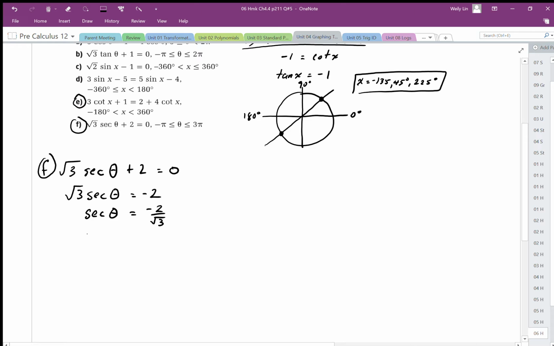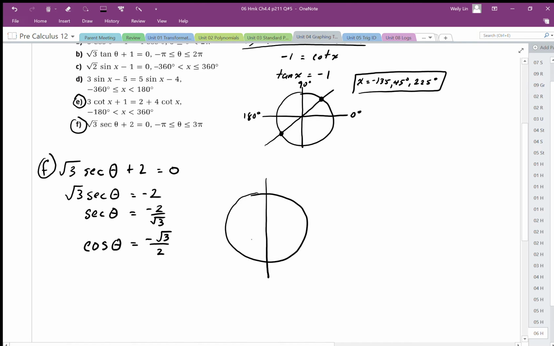And then we're going to convert this secant ratio into its reciprocal form, which is cosine, which is what I'm more familiar with. So I'm going to end up with negative root 3 over 2. Remember that the negative is not going to change the reciprocal. So I have my cosine function, and I'm going to draw my circle here.